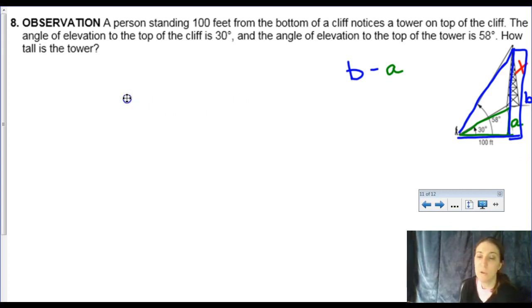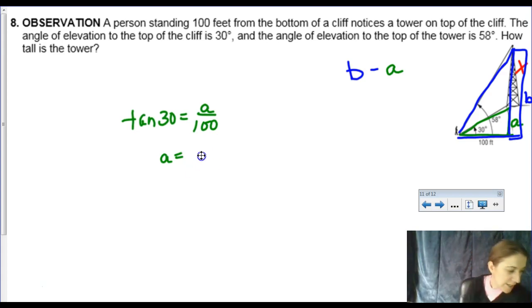Those of you who are thinking this is a great law of sines or cosines question, we don't know about that yet, so let's not do that. For the little triangle, the green one, I have tangent of 30 equals A over 100. When I multiply tangent of 30 by 100, I get 57.7.